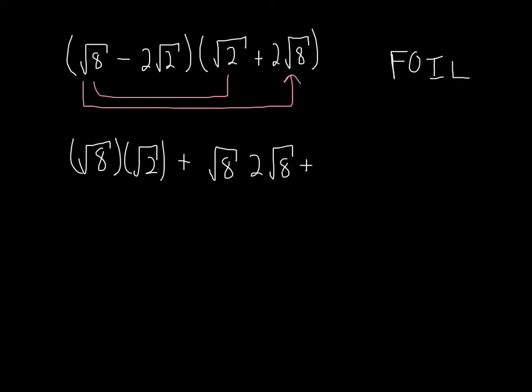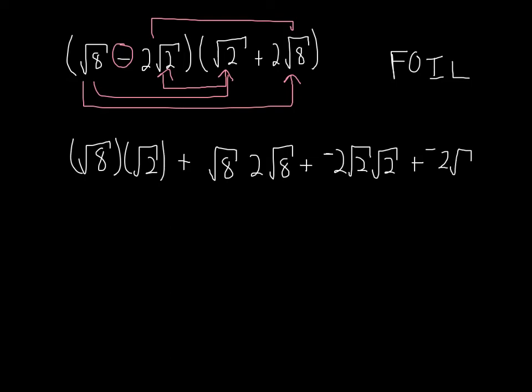Then plus we have the inside numbers, which is going to be negative 2 square root of 2 times square root of 2. We have to make sure we take note of that negative out front, plus a negative 2 square roots of 2 times the square root of 2. And then we have the last terms, the negative 2 square root of 2 and 2 square root of 8. So plus, again, we can't forget that negative 2 square roots of 2 times 2 square root of 8.